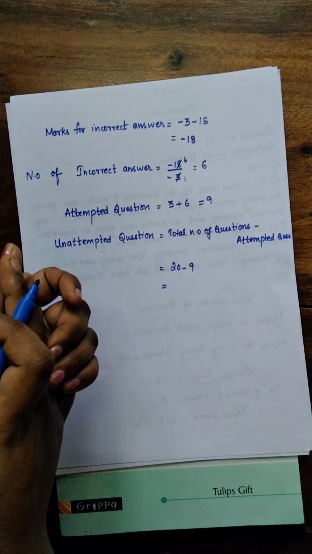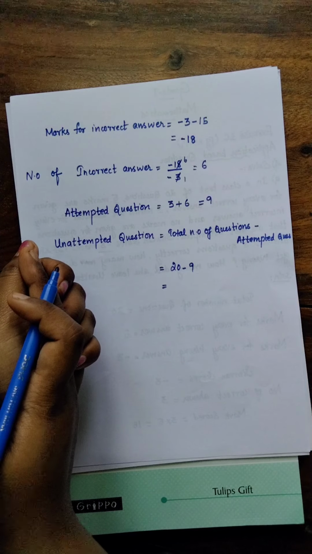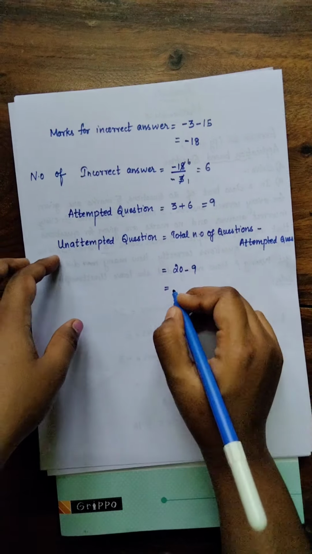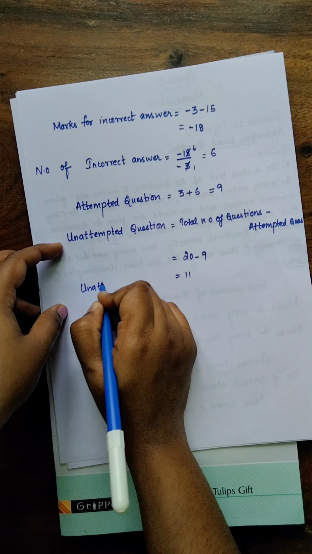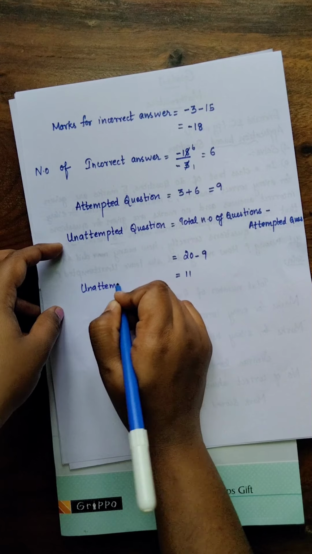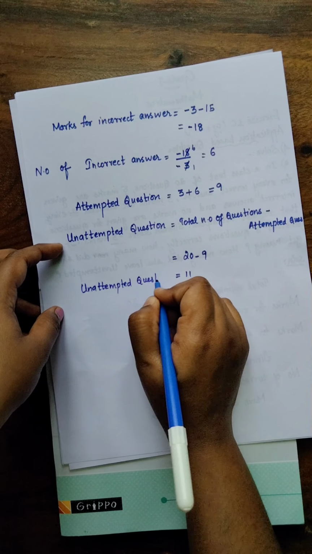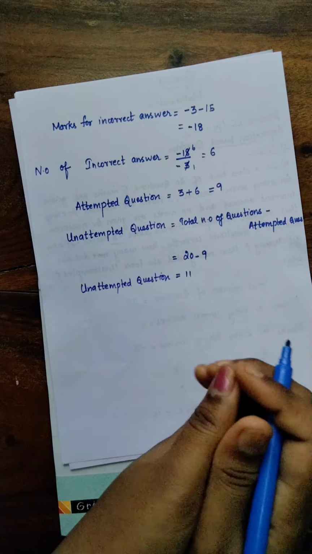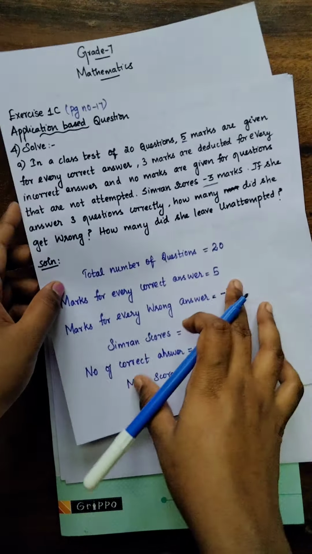What is 20 minus 9? Yes, 20 minus 9 is 11. So, unattempted question is equal to 11. We have found the answer. Unattempted question is equal to 11. Understand? Again, I am explaining.